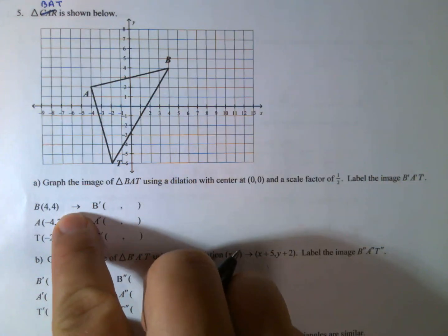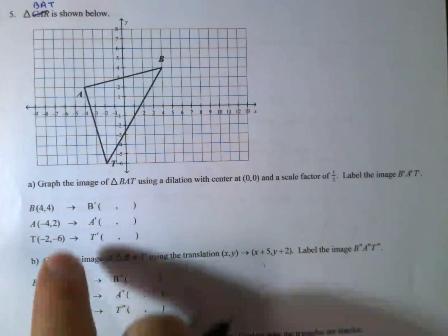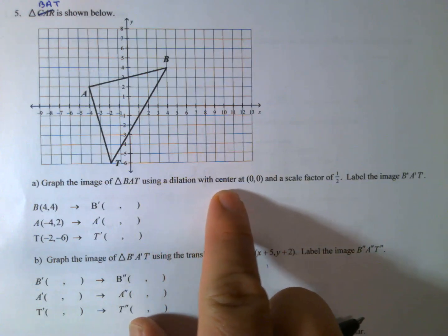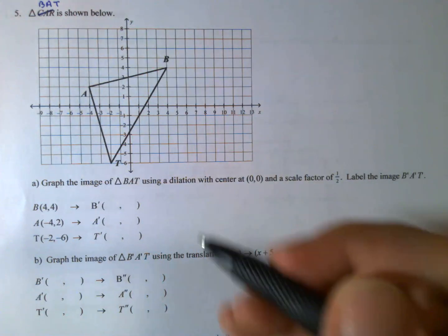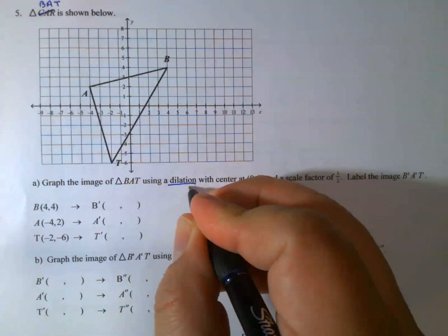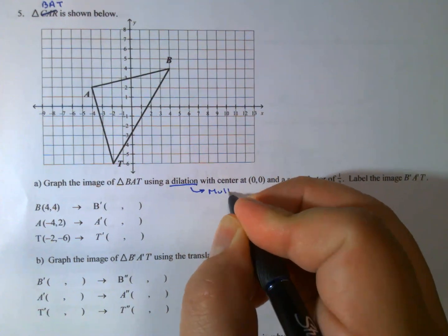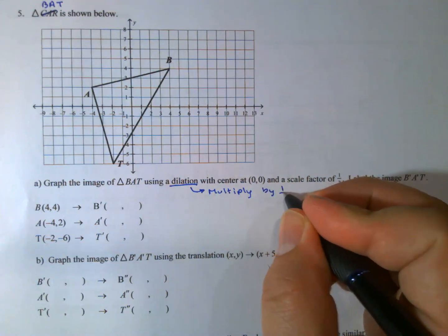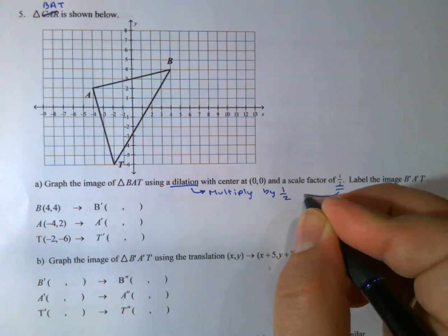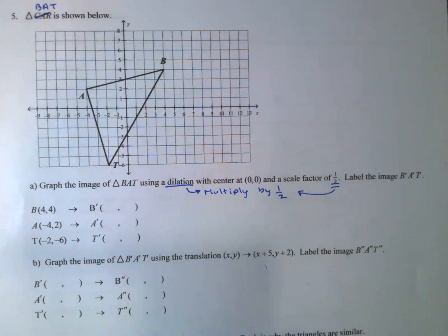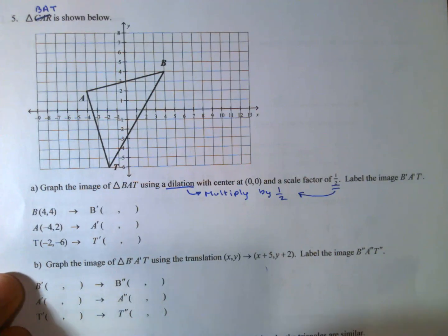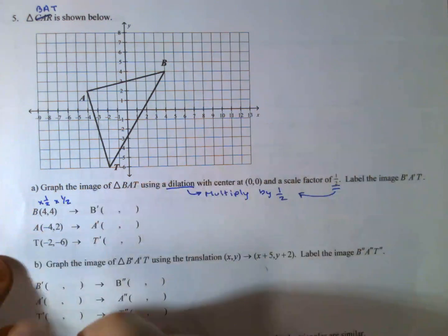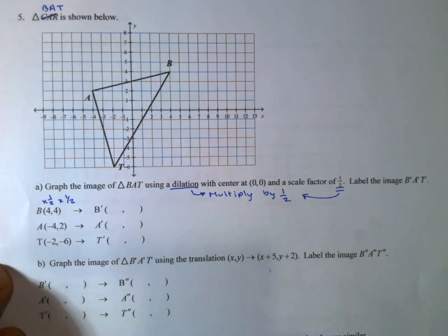And look, they were nice enough to give me all my coordinates already. So they said, graph the image of bat using a dilation with a center of 0, 0 and a scale factor. Hey, there it is. The magic word dilation means we're going to multiply everything by, well, it says a half. So all I'm going to do is take half of everybody here. I'm going to multiply by a half for the x, multiply by a half for all the y's. So everybody gets cut in half.